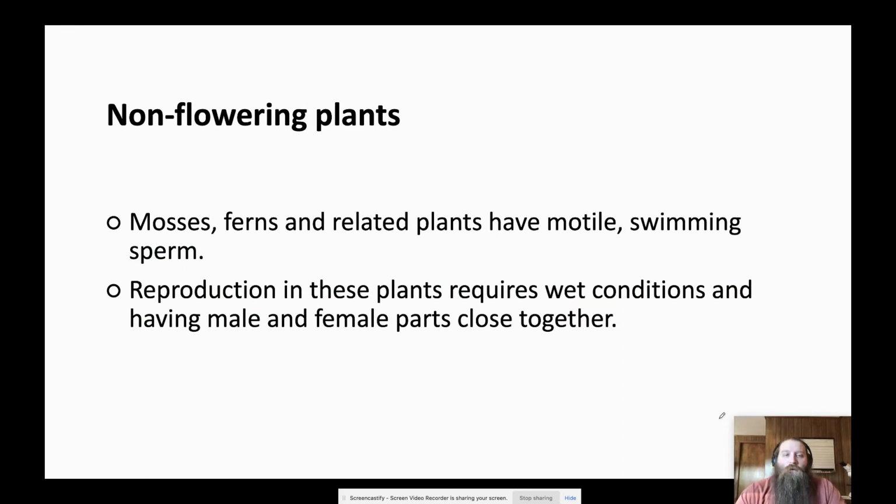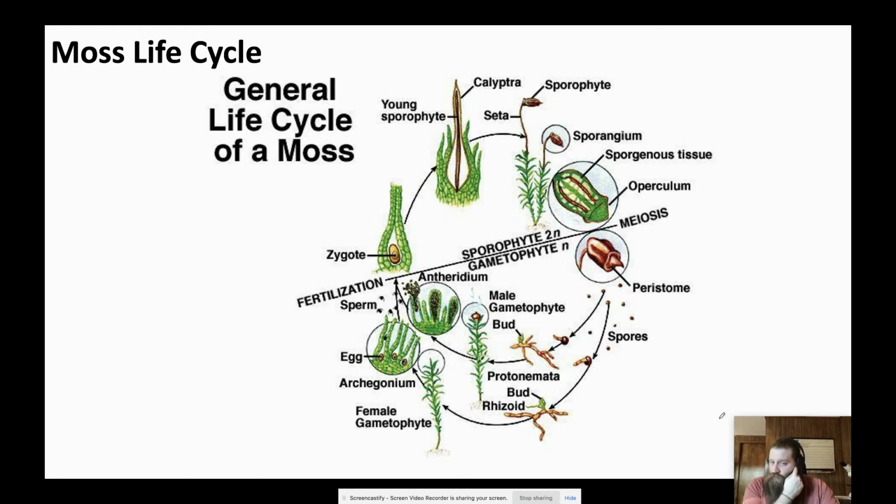Now, in non-flowering plants, it is important to notice that mosses and ferns and those other plants that we talked about in the previous lecture actually have sperm that can move around. And so for them, reproduction is going to require some kind of wet condition and having the male and female parts of the flower closer together. So let's look at mosses first.